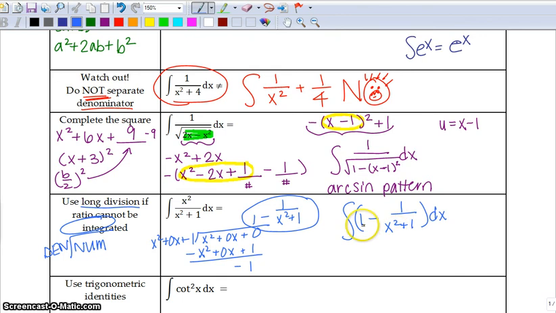So the good news is, one's easy. In this one, oh, it's yet again another one of our patterns. This is arctangent.